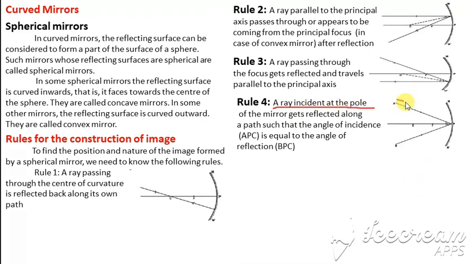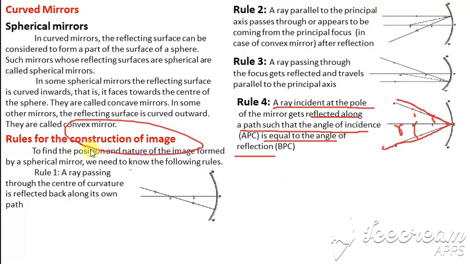A ray incident at the pole gets reflected such that the angle of incidence is equal to the angle of reflection. Whatever the angle of incidence is, it gets reflected at the same angle of reflection. So these are the four rules for construction of images.